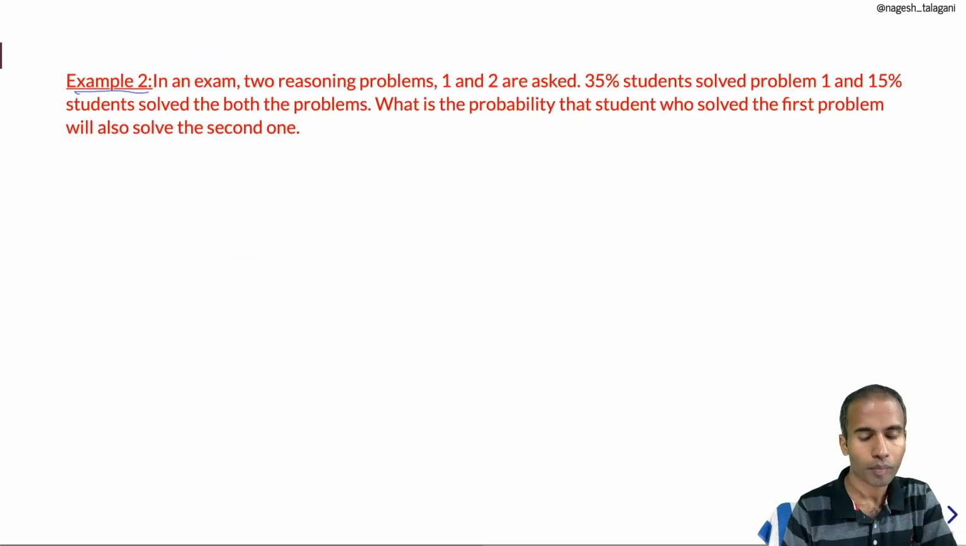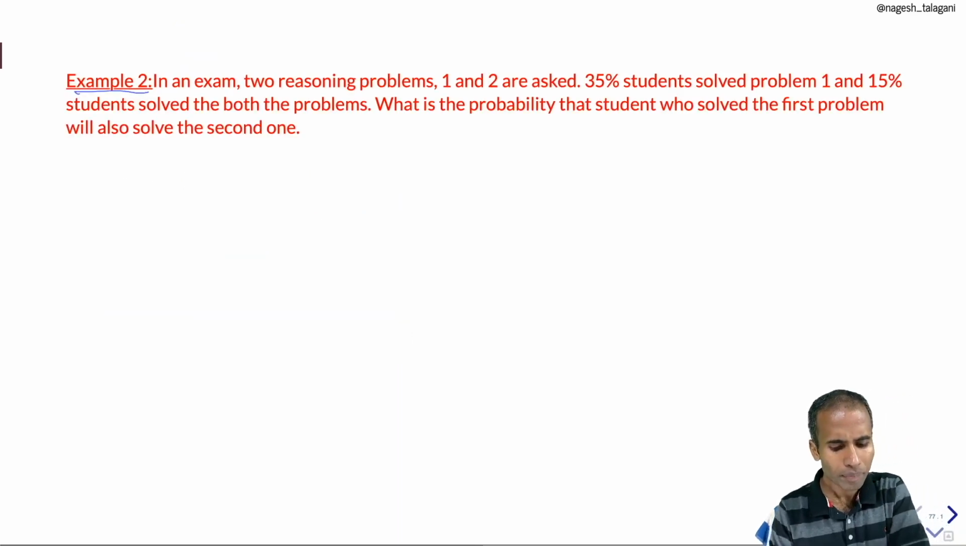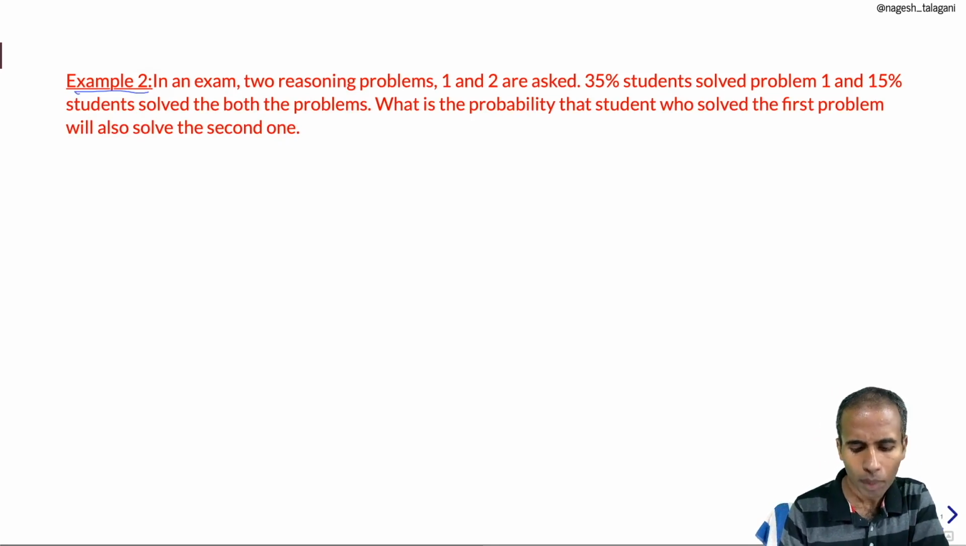Example 2. In an exam, two reasoning problems, 1 and 2, are asked. 35% of students solve problem 1 and 15% of students solve both the problems. What is the probability that a student who solves the first problem will also solve the second one?